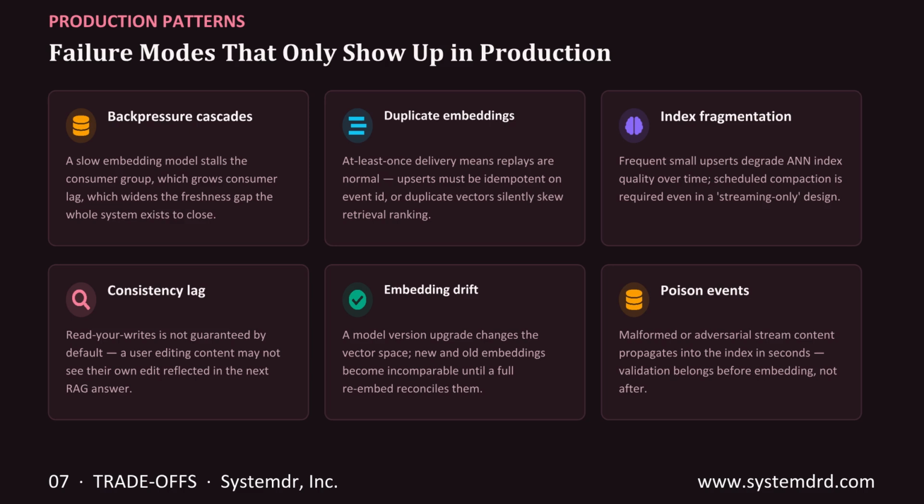Duplicate embeddings come from the at least once delivery guarantee that Kafka-style logs provide by design. Idempotent upserts, keyed on event ID, are non-negotiable, not an optimization. Index fragmentation is ANN-specific. Structures like HNSW degrade under many small incremental writes. Even a fully streaming design needs a periodic compaction job running in the background.